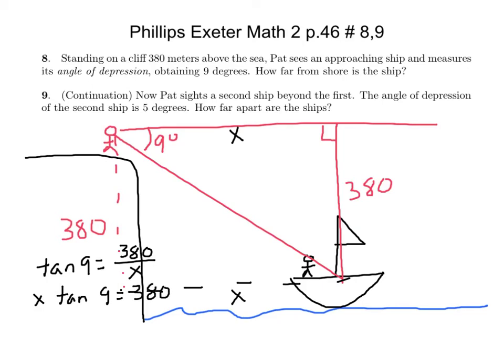So then what do we have to do? Divide by tan 9. So we end up with x equals 380 divided by tangent 9. And the calculator work, and what do we get there? So 2,300 meters, or 0.23 meters? Yeah, 23 meters. Okay, so that's the distance they are from the shore.